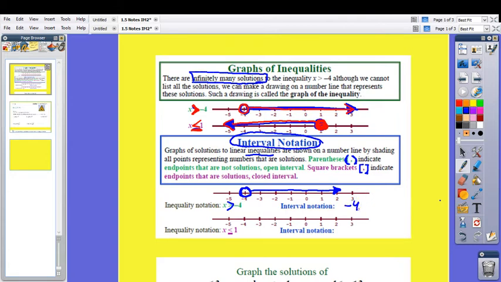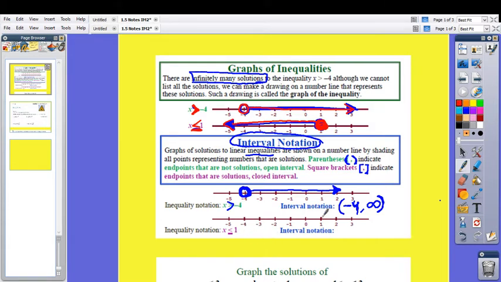So the endpoint for this one is -4 and it is going towards infinity. So this endpoint is -4 and it doesn't have any endpoint, that means it's going towards infinity. Infinity, we do not know where it's ending, so we always use parentheses. And in our case, because -4 is not part of the solution, so we will also use the parentheses.